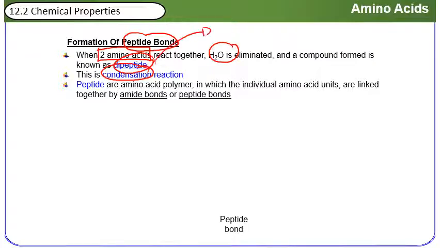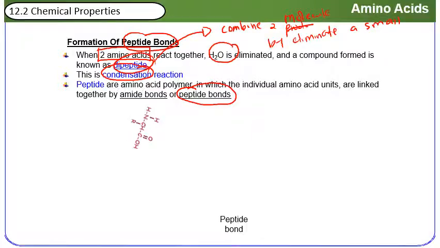So basically the meaning of condensation here is to combine two molecules by eliminating a small molecule. Okay, so peptides are amino acid polymers in which the individual amino acids are linked together, and this kind of bond is known as a peptide bond.